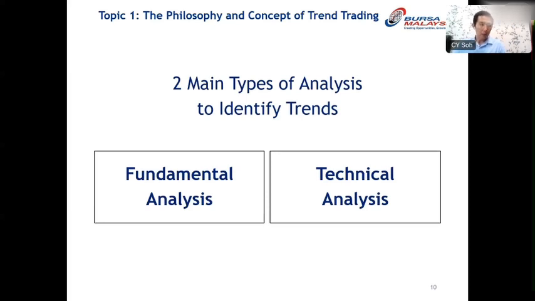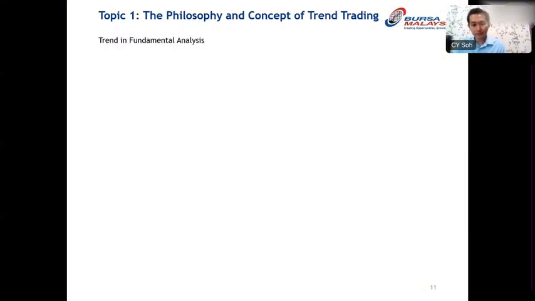Fundamental analysis primarily looks at news and all of those fundamental factors, like economic indicators, that affect the product that you trade. And technical analysis would primarily look at price action, price patterns, volume, and other technical indicators. So when you do this analysis, both of them look at changes and development of trend. So let me share with you in the next few slides. First, let's have a look at the trends in fundamental analysis.